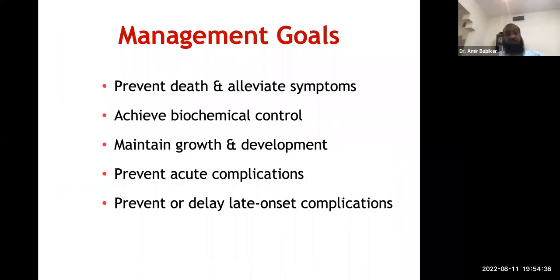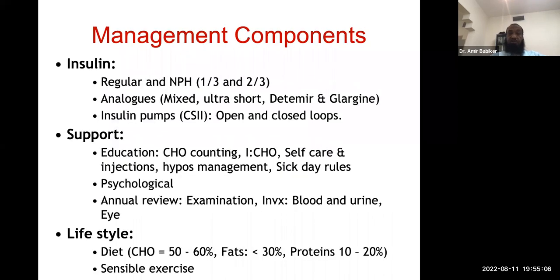So the management goals are to prevent death in these patients, alleviate symptoms, and achieve biochemical control, so good glycemic control. This will be reflected in pediatric patients in growth and development, and to prevent acute complications such as DKA and hypoglycemia, and prevent and delay late onset complications, such as micro and macro vascular complications in the eye, kidney, and central nervous system.